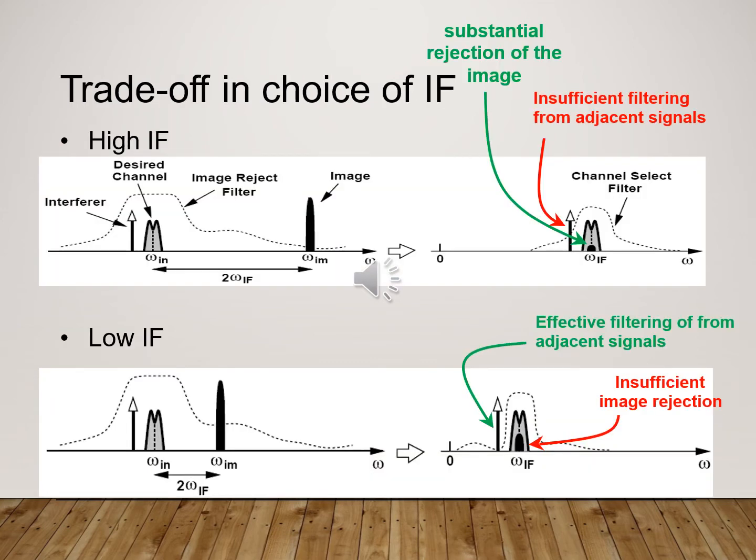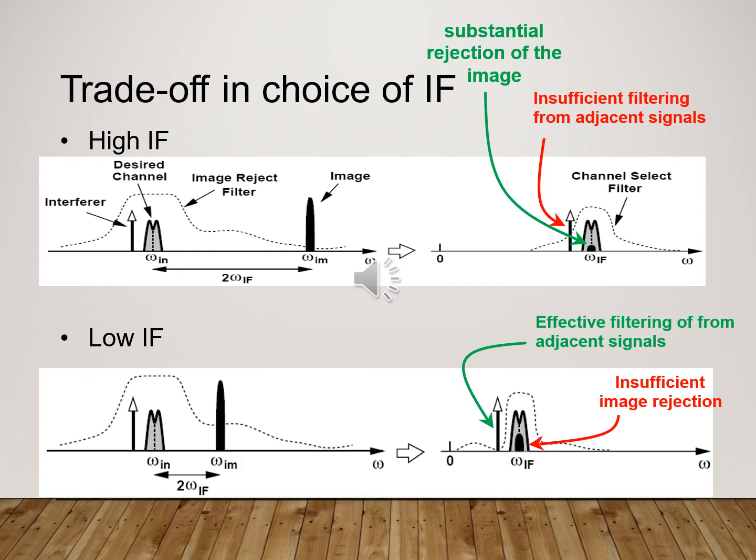Now we have to think about the trade-off in the choice of intermediate frequency. Sometimes we need to have the intermediate frequency as high as possible or as low as possible. It depends on the case, because in this scenario we have interference. It is beside what we call the desired channel. Then we have the image at the image frequency components. We have the image rejection filters, which will work and clear out the image components.